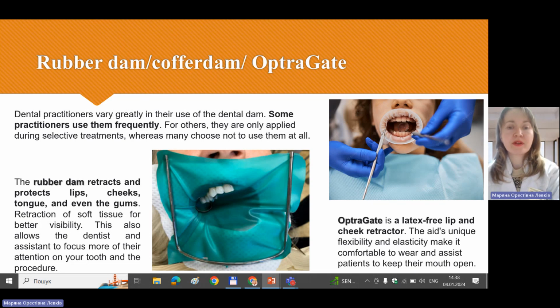The rubber dam retracts and protects lips, cheeks, tongue, and even the gums. Retraction of soft tissue for better visibility. This also allows the dentist and assistant to focus more of their attention on your tooth and the procedure. Optragate is a latex-free lip and cheek retractor. Its unique flexibility and elasticity make it comfortable to wear and assist patients to keep their mouths open.